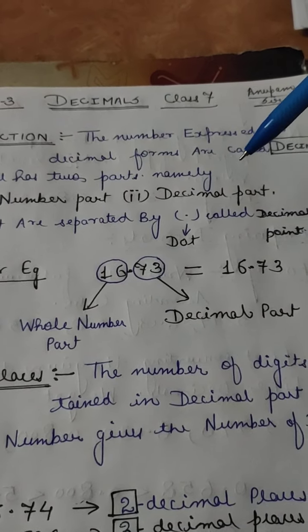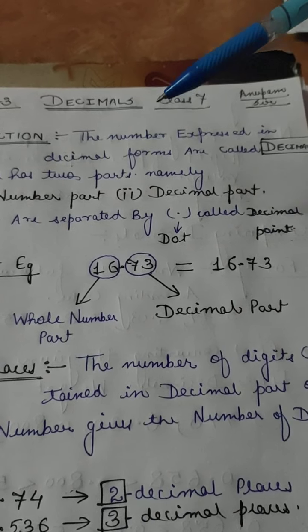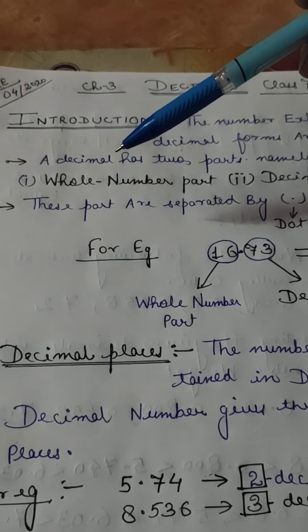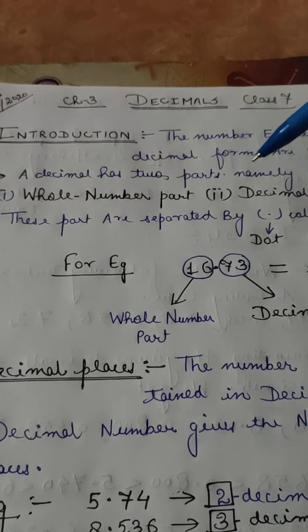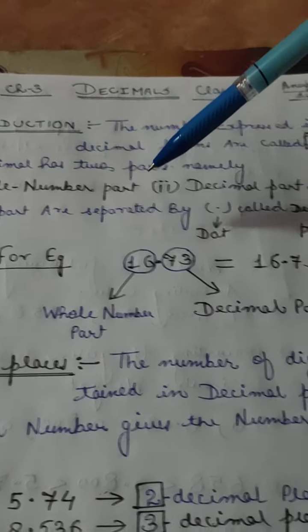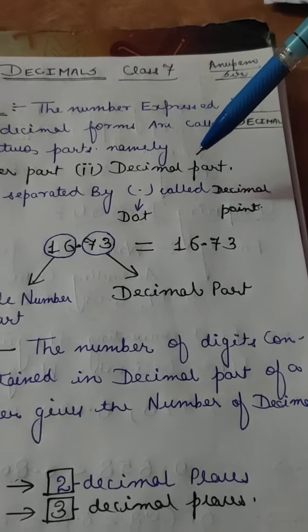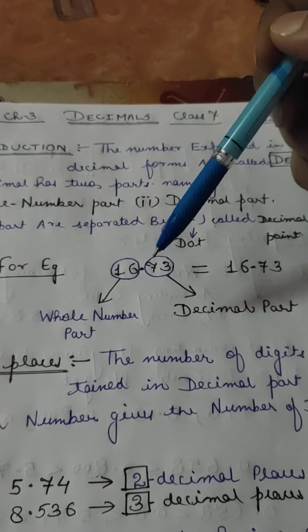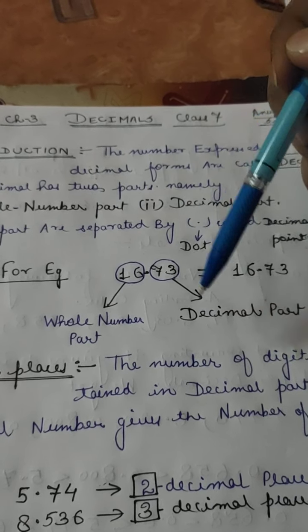So what are decimal numbers? Those numbers which are expressed in decimal forms. A decimal has actually two parts. One is whole number part and another is decimal part. So for example, I have written here 16.73. 16.73 is separated by this dot. This dot is known as decimal, where the number before this dot, which is present on the left hand side, is known as whole number part, and the number present after this dot is known as decimal part.